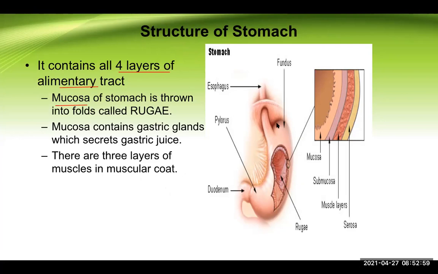Now see there, once again, this is the fundic part. Here is the lower end of the esophagus. Here is the pyloric end. These are the different rugosities or rugae because the stomach is cut open here, and these are the different layers of the stomach. The innermost layer, mucosa, then submucosa, muscle layer, and the serosa.